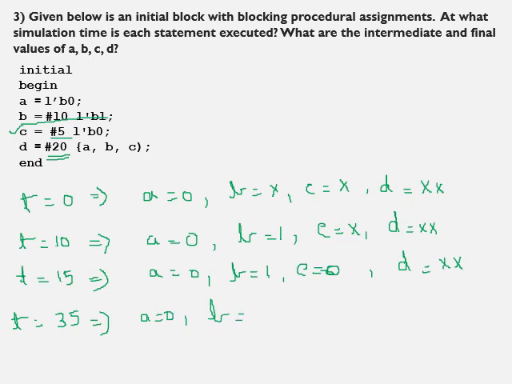A 0, B 1, C 0 and D is the concatenation of A, B and C, that is D will be equal to 0, 1, 0. That is 3 tick B 0, 1, 0.